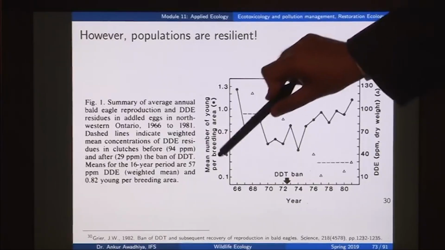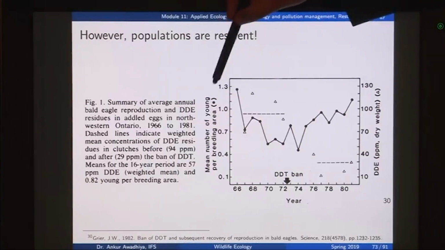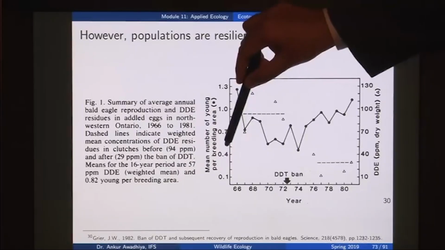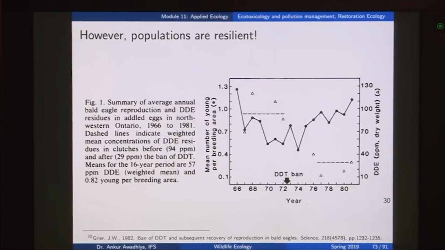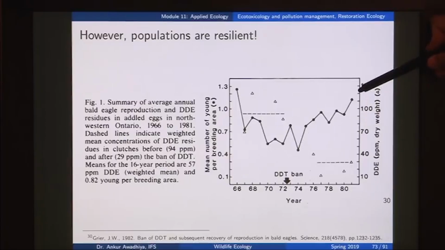So, if we see here, you have the mean number of young per breeding area, and it was close to 1.3, and after a while it started going so low that it became very close to 0.5. So, you have a very small number of births and the number of deaths continues to remain as before. In the case of these birds, it was figured out that the actual reason for this population crash is DDT. Now, in the US they went for a ban on DDT in the year 1972, and here we can see that after a short while the population again started increasing.